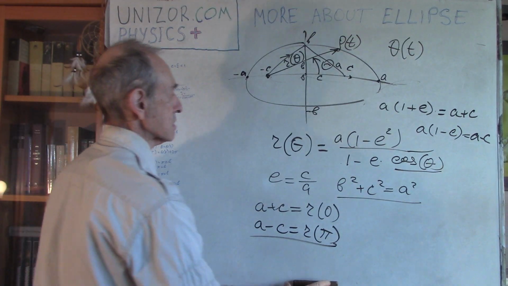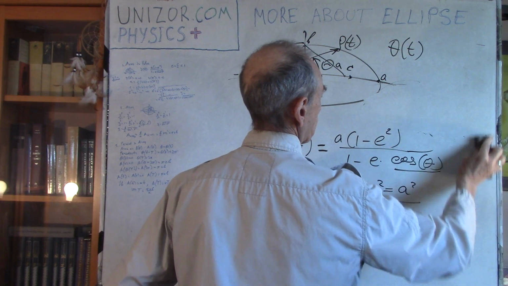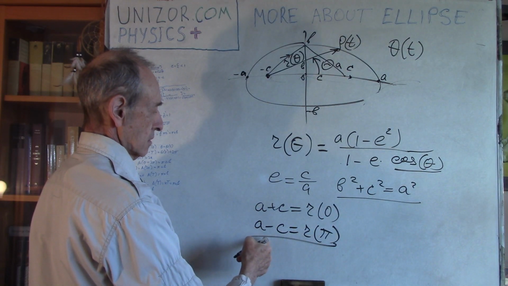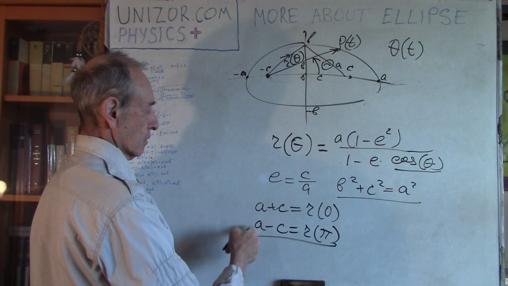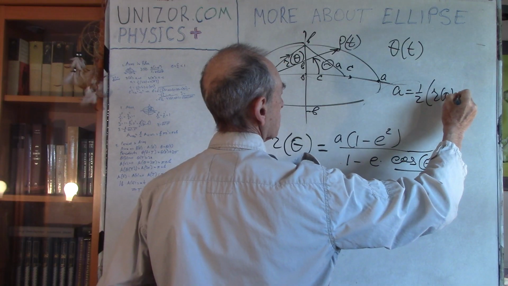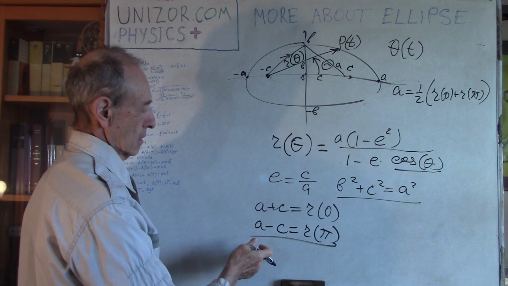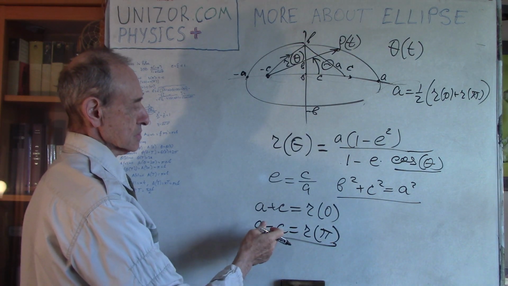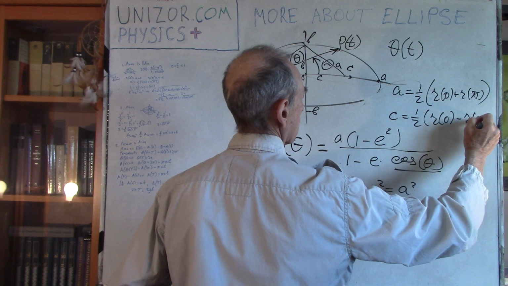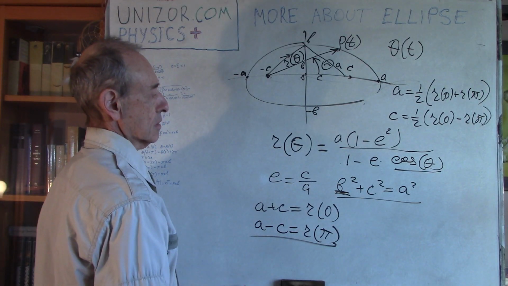From this, we can very easily find A and C in terms of R. If we add them together, C and minus C will cancel and we will have 2A. So A is equal to 1/2 of R of 0 plus R of pi. Now, if we subtract one from another, A will cancel out and we will have 2C. So C is equal to 1/2 of R of 0 minus R of pi. Okay? And B can be calculated from here.